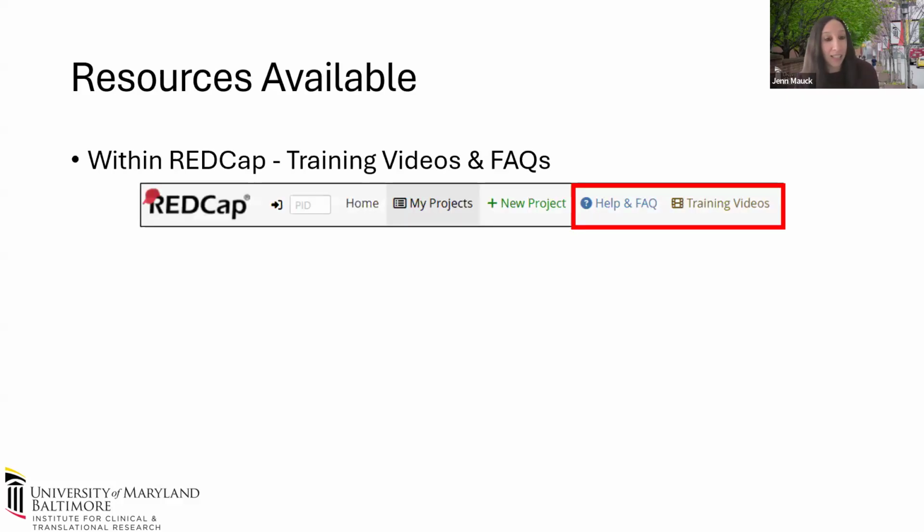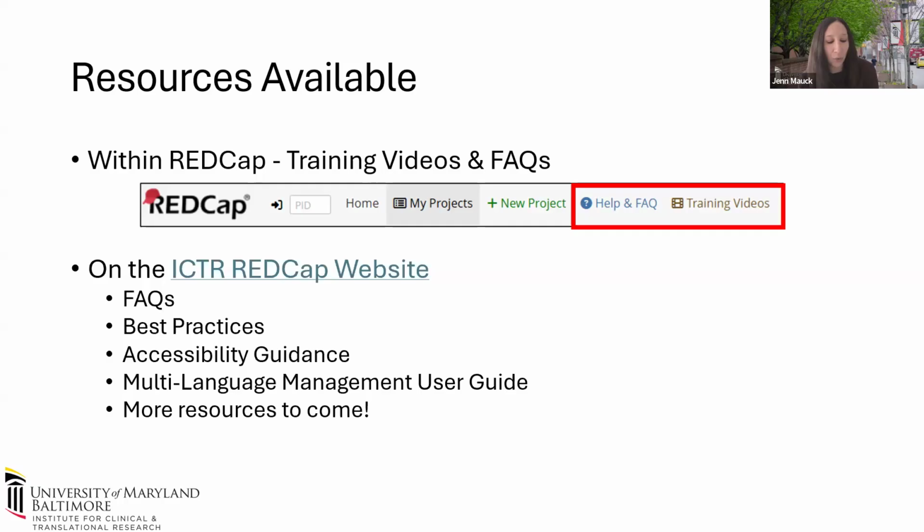REDCap is designed to be a self-service platform which empowers researchers to build and manage their own projects. To support this, a wide range of training videos, FAQs, and guidance materials are available directly within the REDCap application. This image shows the homepage where you can access the help and FAQ and training videos available. And then additional resources, including FAQs, best practices, new accessibility guidance, and user guides are available on the UMB ICTR REDCap website. We plan to create more content and add more resources, so please check back for updates.